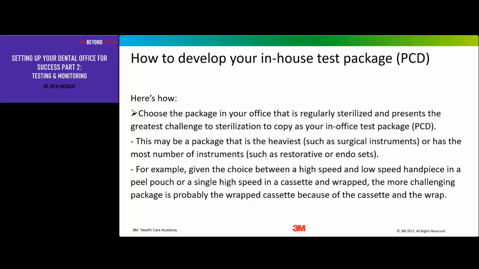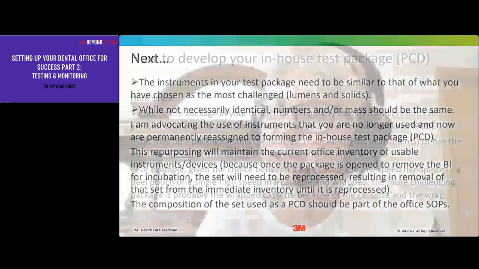So, for example, given a choice between a high-speed and low-speed handpiece in a peel pouch or a single high-speed in a cassette and wrapped, the more challenging is probably the wrapped cassette because of the cassette plus the wrap. I have no way of actually testing that other than using a BI in both of them, making sure that both of them qualify. But it's almost a gut feeling as to which one you think is the most challenging.